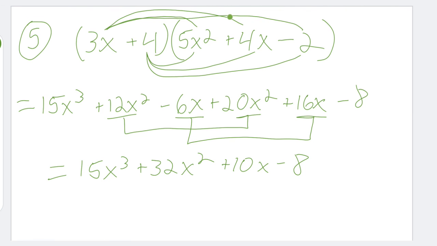All right, so process is the same for a lot of these. Just making sure you distribute to everything. The first step when you distribute, you're multiplying. So multiply the coefficients, add your exponents. Second step, you're just adding and subtracting the like terms.